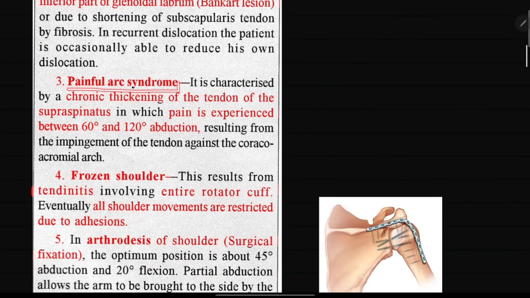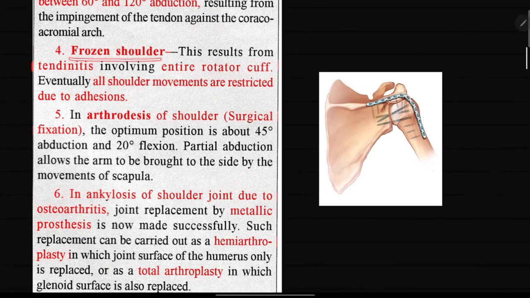Second, here we'll see about the painful arc syndrome. This painful arc syndrome is characterized by the chronic thickening of the tendons of supraspinatus. See, this is the shoulder joint here, this is the arm, this is a 90-degree movement of the arm. If from 60 degrees to 120 degrees there is pain in the shoulder joint, this is called painful arc syndrome.